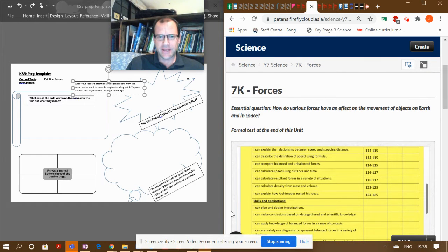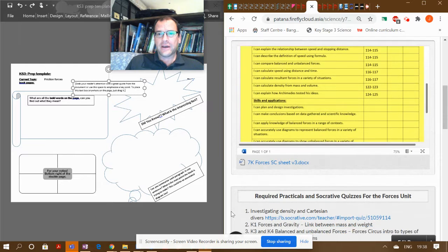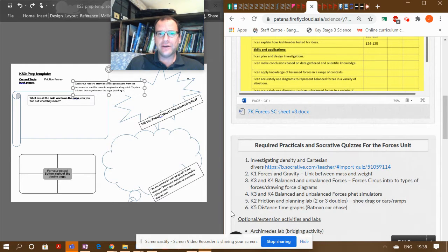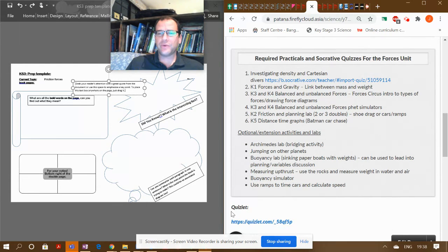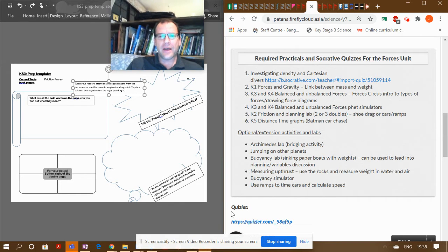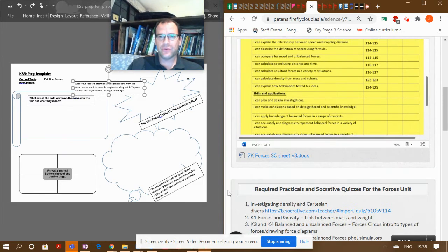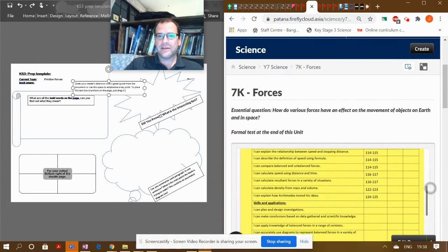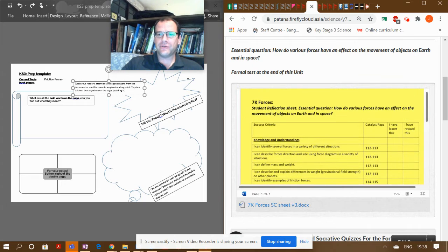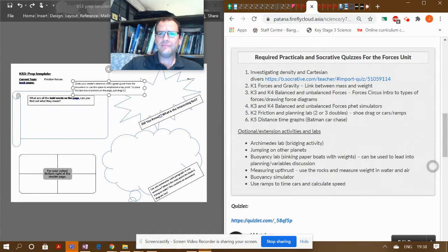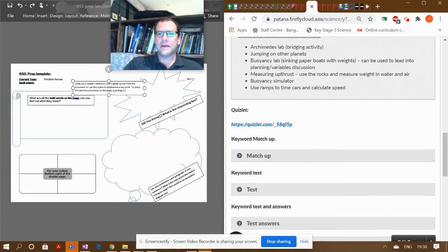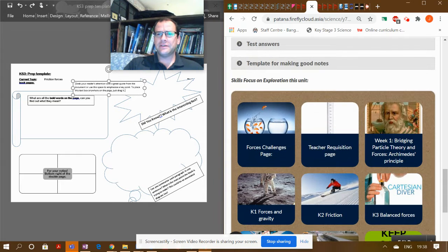I'm just going to make a short video that helps you do really good notes from the textbook, which is the homework I'm going to be setting for you this half term. So we're going to be learning about forces. This is on the right hand side, the forces page, with a yellow sheet that you've already got in your books, showing what practicals we're going to do and the lessons down here.